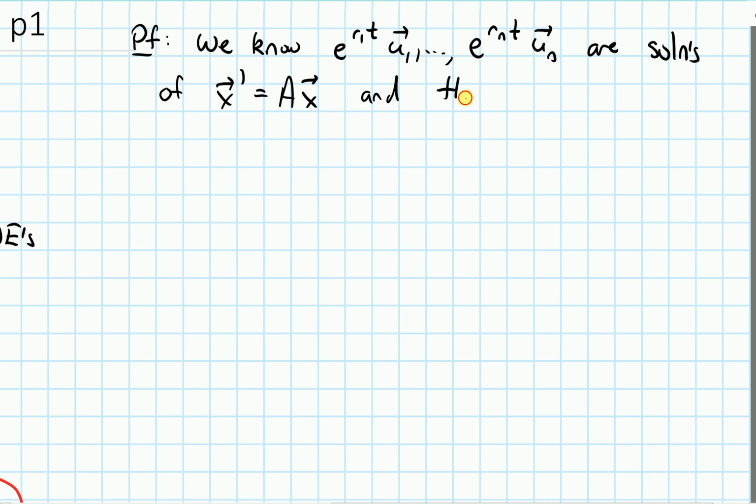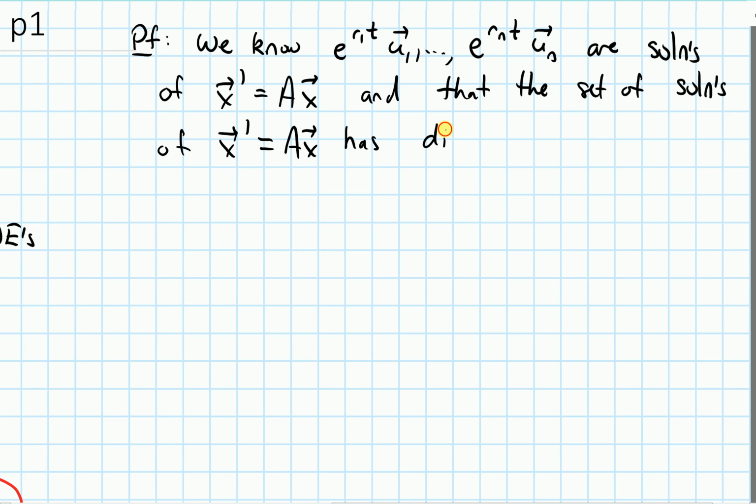And that the set of solutions of that system of differential equations, so x prime equals Ax, has what dimension? It has dimension n. So the set of solutions of this system of differential equations has dimension n. So far I haven't really said anything new. I've just said what the theorem was telling me. So I know that these are all solutions of that differential equation based off the derivation that we did. And we know that the set of solutions of this system of differential equations is supposed to be n-dimensional.